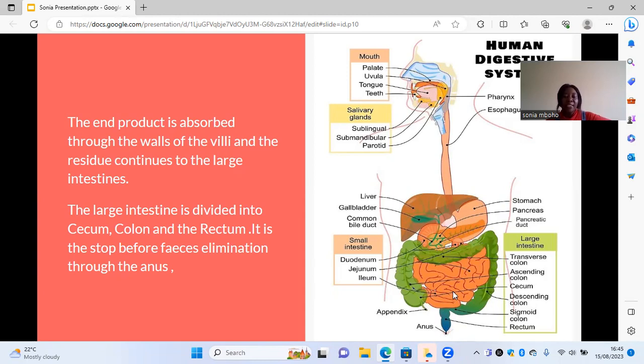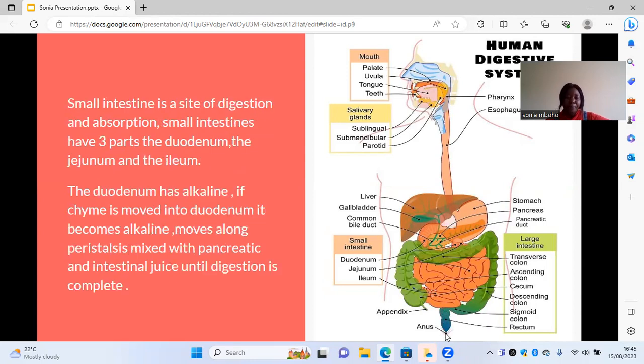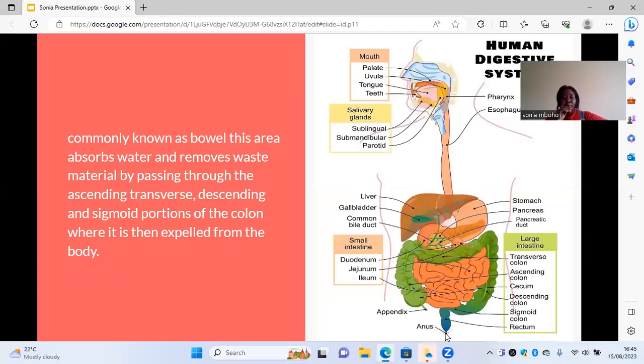The large intestine is divided into portions, and it is the stop for feces before elimination through the anus. It is commonly known as the bowel. In this area, the whole large intestine absorbs water and removes waste material, passing it through all these sections up to where it is expelled from the rectum and comes out through the anus.